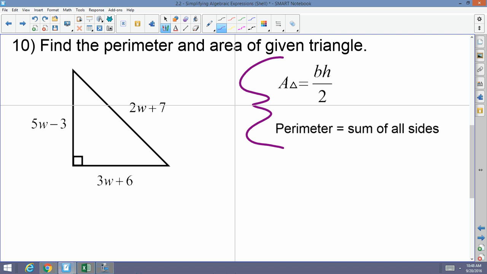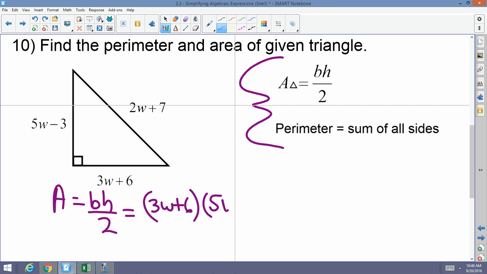Okay, so then write it down. The perimeter equals the sum of all sides. All right, so I want to find the perimeter and the area of the given triangle. My area is base times height divided by 2. So my base is 3w plus 6 times height of 5w minus 3, divided by 2.